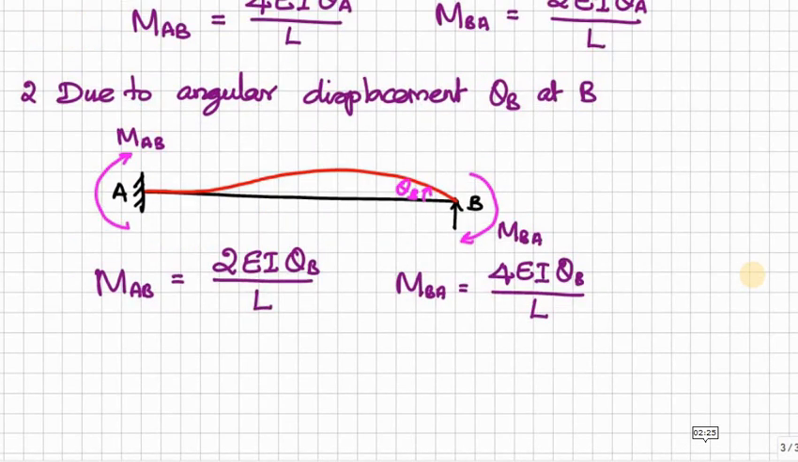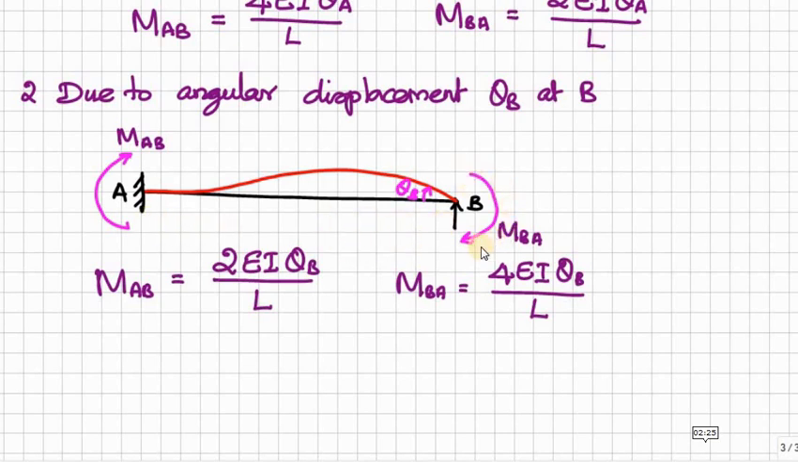Due to angular displacement theta B at support B, here we consider support A as fixed, and this is the hinge support. So we allow the support B to rotate by theta B amount in the clockwise, positive direction.